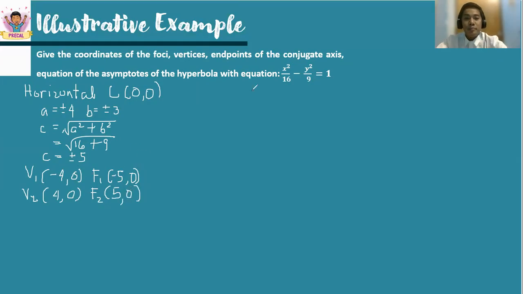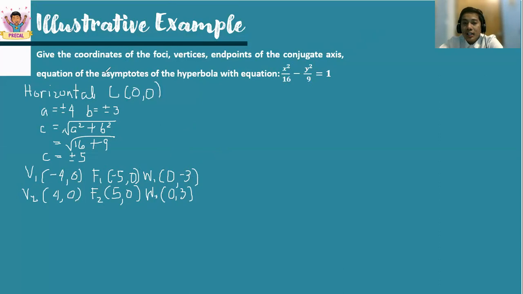For our endpoints of the conjugate axis, we have W sub 1 with coordinates 0, negative 3. Now, why is the format of the coordinates of the endpoints of the conjugate axis different? Because the conjugate axis is now located on the y-axis. So it's the reverse. So the location is at 0, negative 3, and 0, 3.